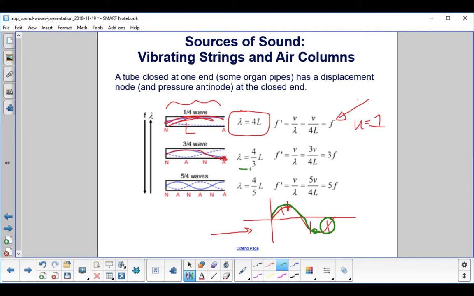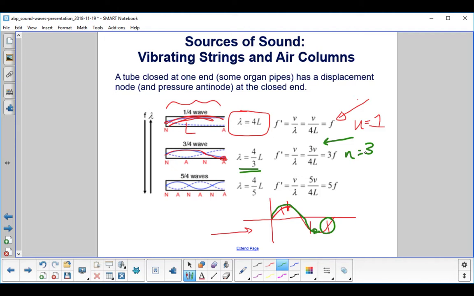That means the lambda is 4/3 times L. You just take the reciprocal. So we plug that into our frequency equation, and we get 3V over 4L. What is that? That's 3 times your fundamental frequency. So this is going to be n equals 3. So already we're seeing a pattern. We don't have n equal 2, do we? Let's go to the next wave.